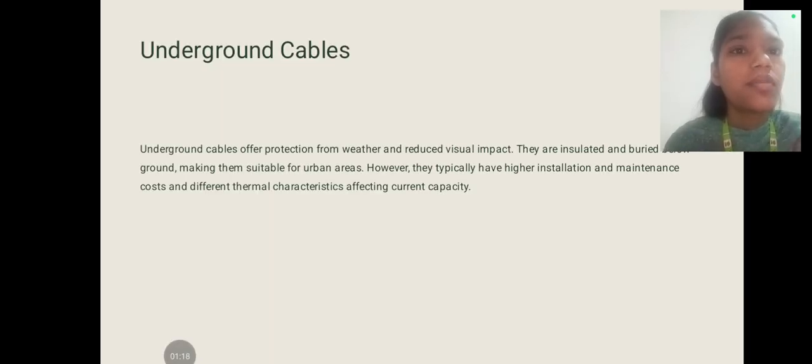Underground cables. Underground cables offer protection from weather and reduced visual impact. They are insulated and buried underground, making them suitable for urban areas. However, they typically have higher installation and maintenance costs and different thermal characteristics affecting current capacity.